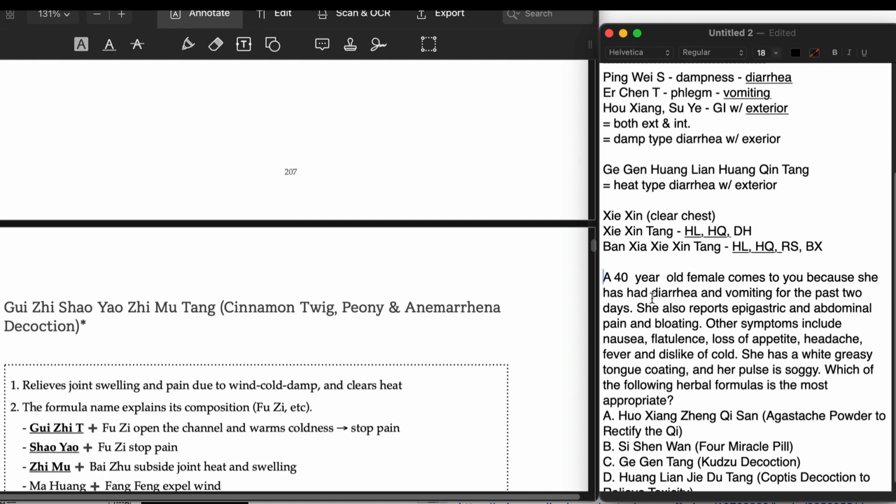So vomiting and diarrhea, quite an important clue. And also epigastric pain and nausea, signs of phlegm, and headache, fever-like symptoms, and chills. So very decisive. Huo Xiang Zheng Qi San is the right answer. And let's try the second question.